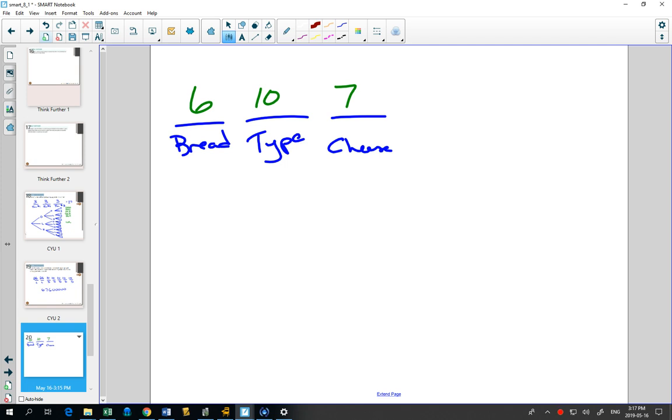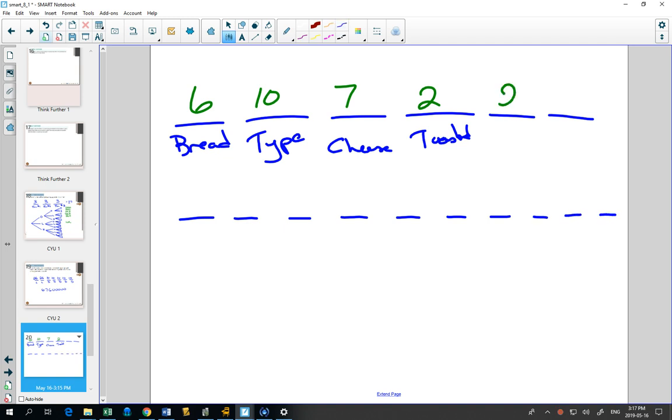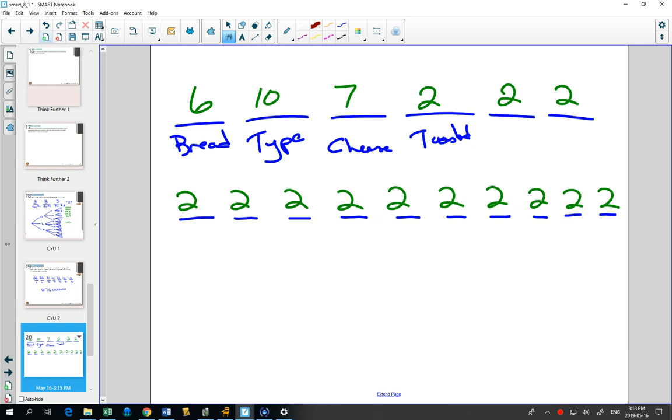We're just making a menu of subs. Okay? Right? Then you have toasted, which is yes or no, 2 choices. What are our next decisions? All the toppings. How many toppings are there? 1, 2, 3, 4, 5, 6, 7, 8, 9, 10, 11, 12. Each of those are 2s because you could have them or not, have them or not, have them or not, have them or not, have them or not, have them or not, have them or not. Okay? Each of those would be 2s just for the toppings.